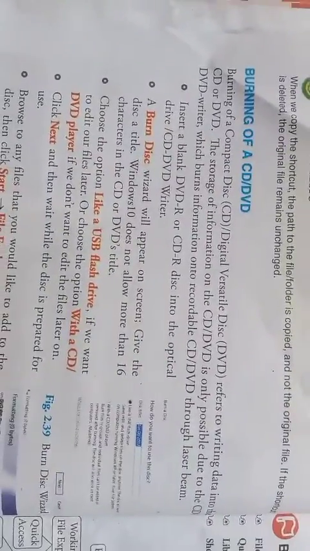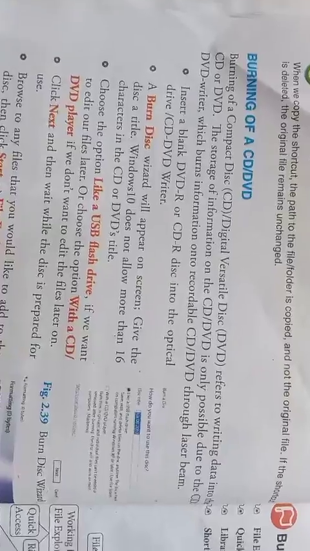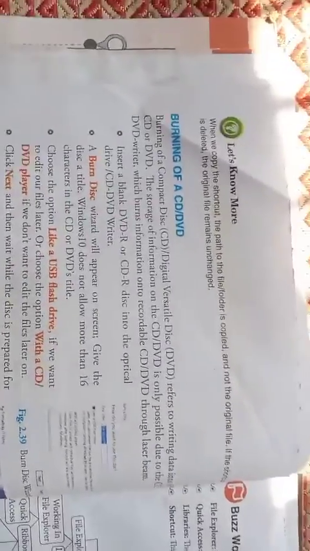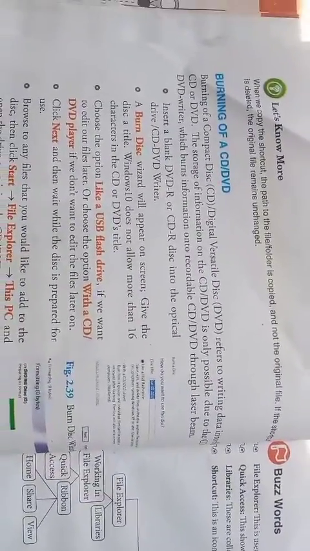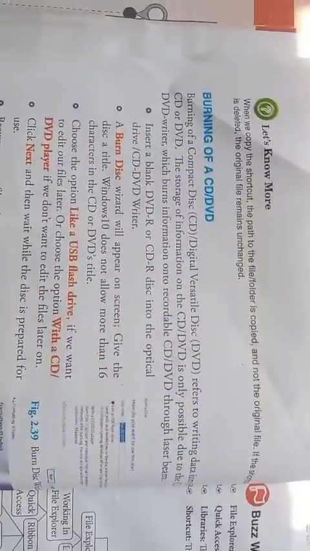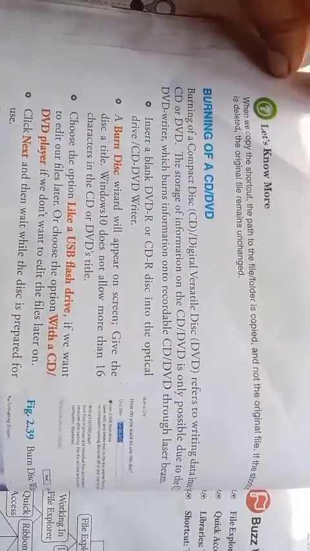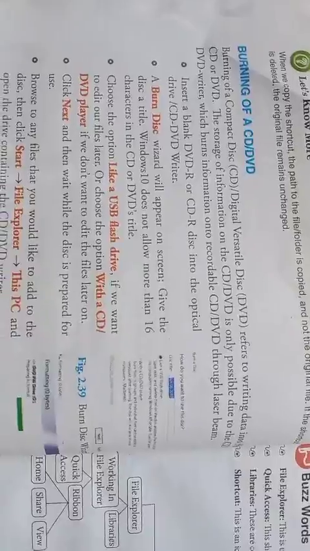Then the next one: burning of a CD. Burning of a CD, you have already learned the same thing in class 6th also. In class 6 this topic is there, burning of a CD and DVD. So burning of a compact disc. The full form of CD is compact disc. Burning refers to writing data into the CD or DVD.